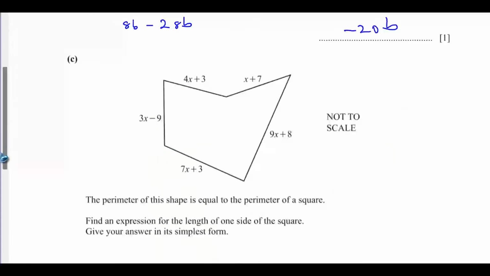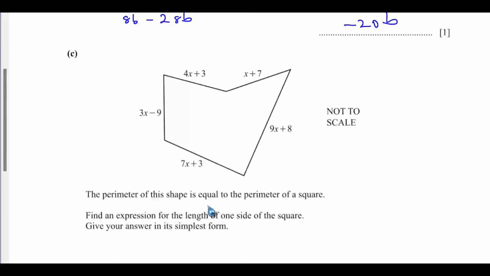At C, the perimeter of this shape is equal to the perimeter of a square. Find an expression for the length of one side of the square. Give your answer in its simplest form. So we know that the perimeter of a square will be the addition of the four sides, and each side is L, as they are equal. So that means the perimeter of a square will be 4L and is equal to the perimeter of this shape. That means we have to add these sides together.